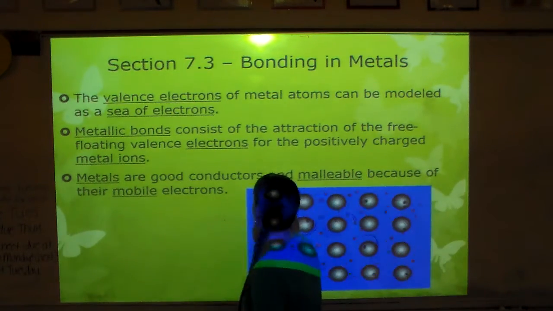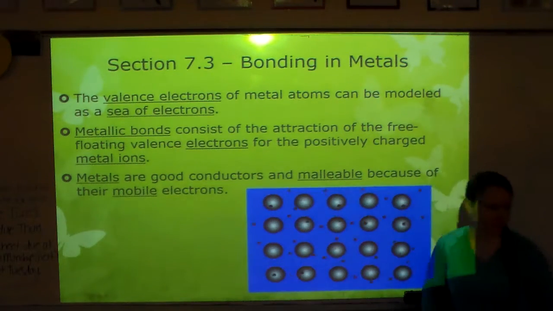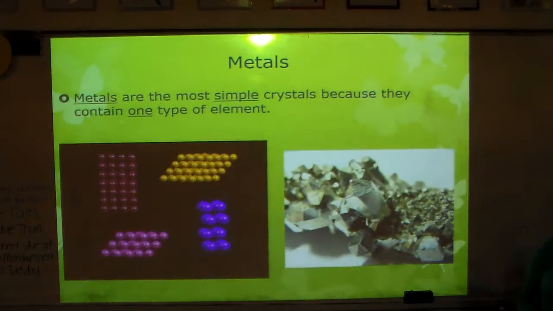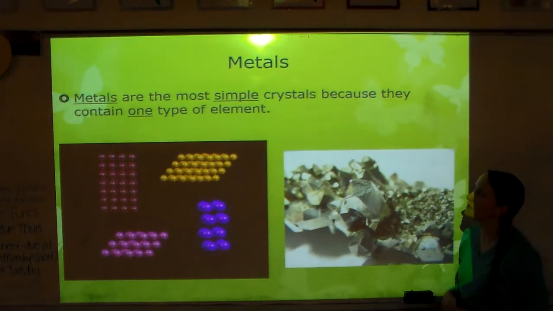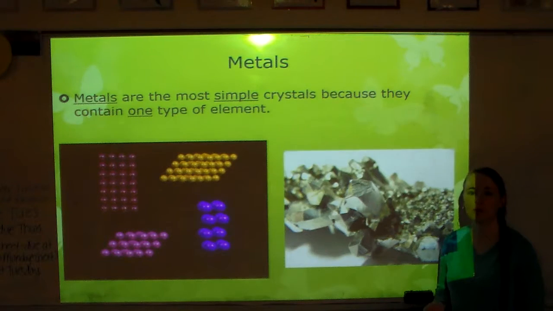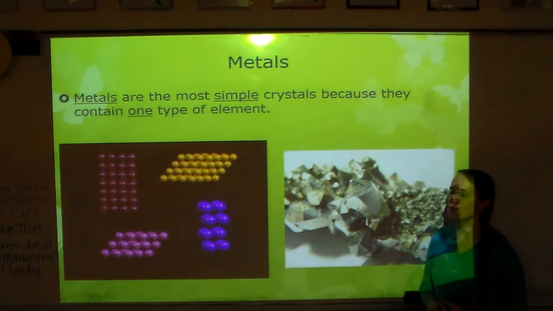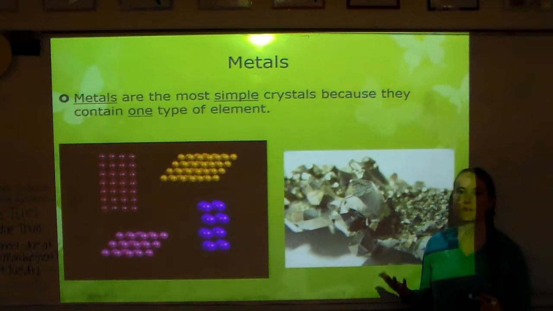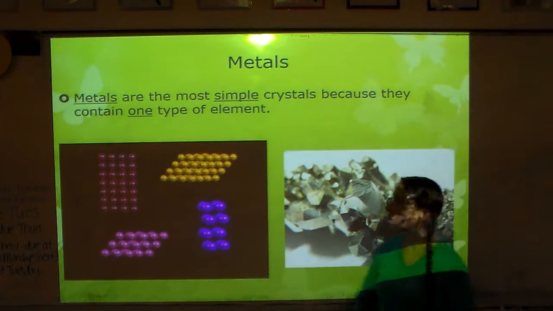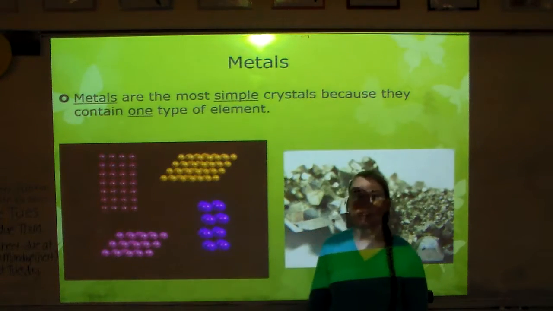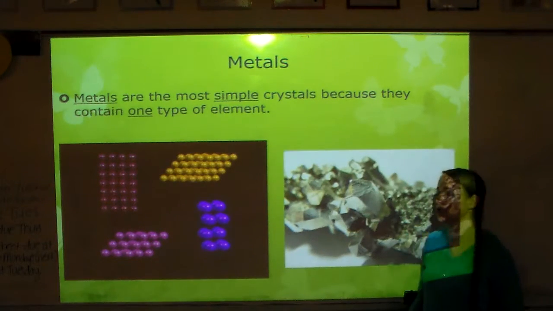All right, so let's talk a little more about metals. Now, as much as you might not think metals look like a crystal, metals are the most simple crystals because they contain one type of element. Now, again, lots of you want to think of crystals as gemstones, diamonds, that type of thing. Those are crystals, but anything with a 3D repeating pattern is a crystal. So salt is a crystal, sugar is a crystal, ice is a crystal, and metals also have those 3D repeating patterns. We just don't normally see them in their crystal form.